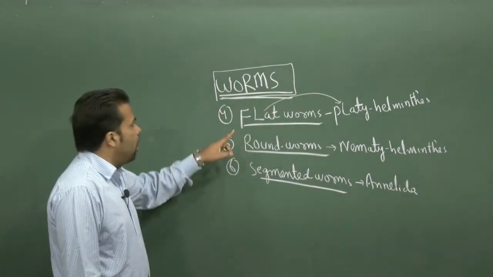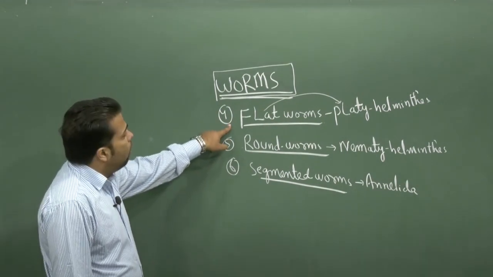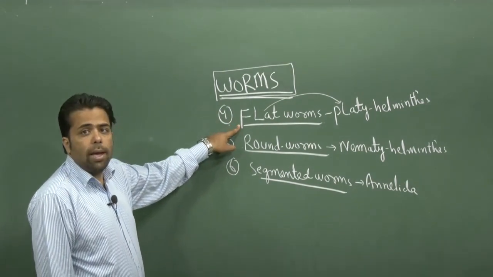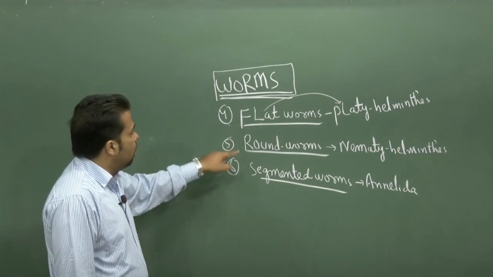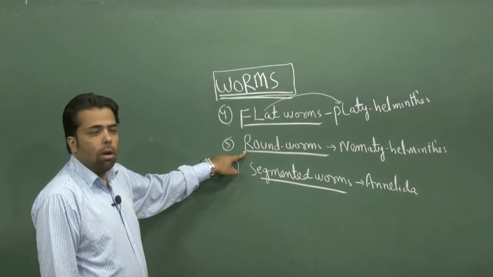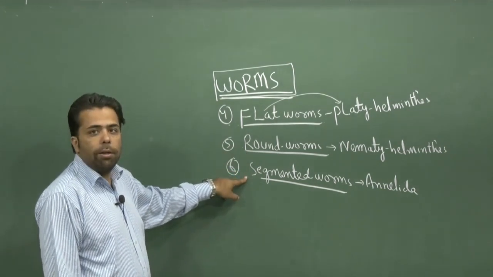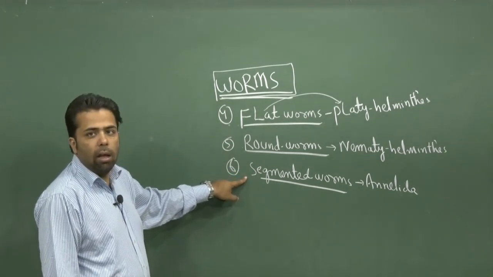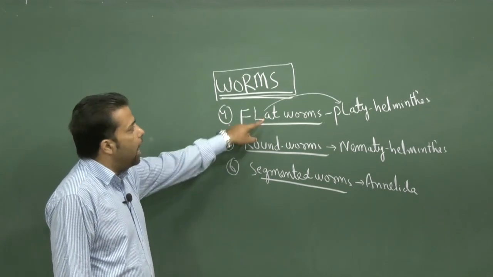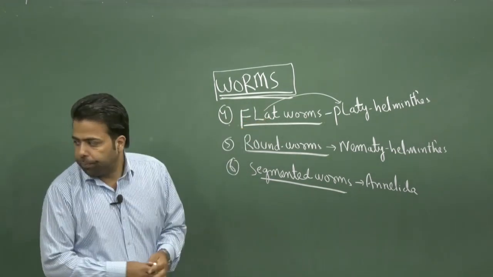So we have to discuss three types of worms. One is flatworms, they are called as platyhelminths. Second is roundworms, they are called as nemathelminths. And third is segmented worms, they are called as annelida. So today we will discuss flatworms, platyhelminths.